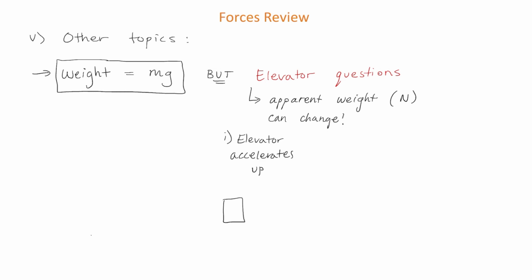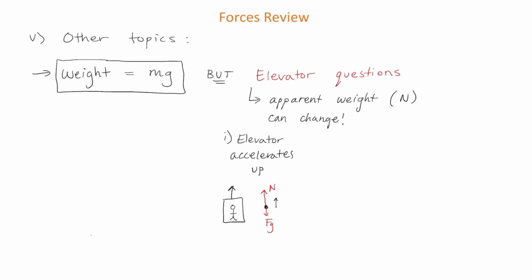Let's look at what happens when an elevator is accelerating up. I'll start by drawing a free body diagram to represent the person in the elevator. We know the person will experience the force of gravity pushing down on them, and they will experience the normal force, which is the surface pushing back up against them. And remember, the normal force is your apparent weight. It's the weight that shows up on the scale when you go to weigh yourself.